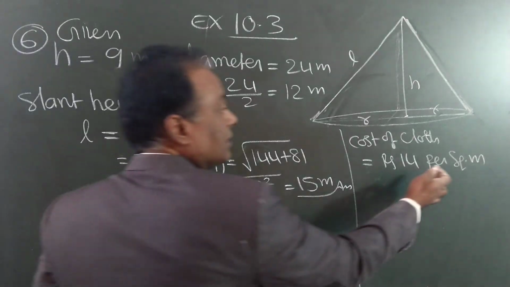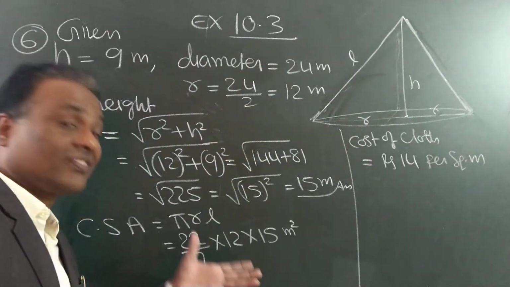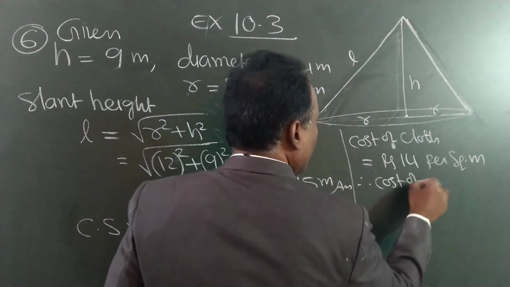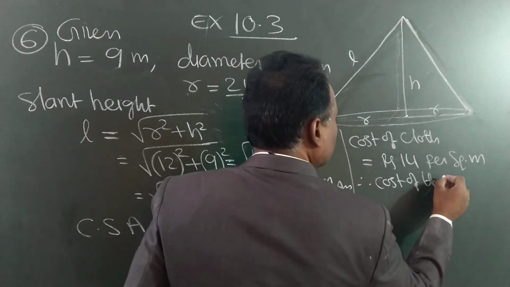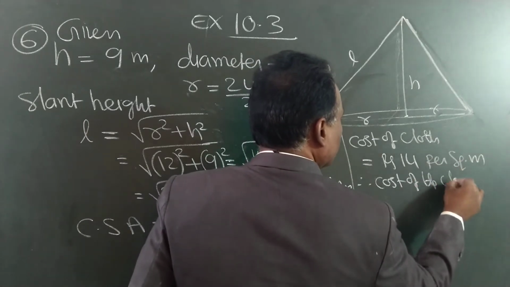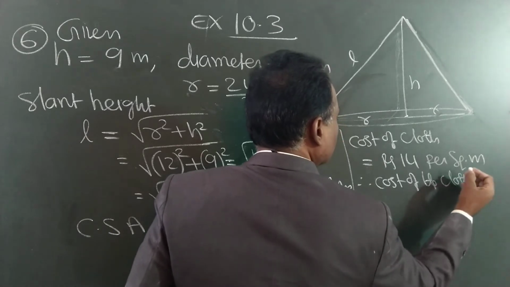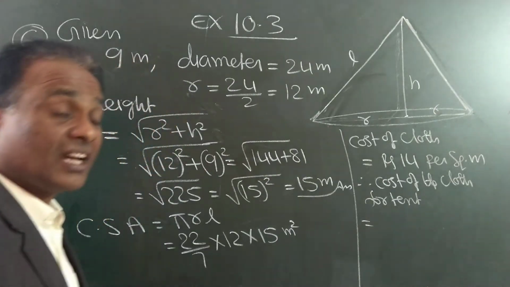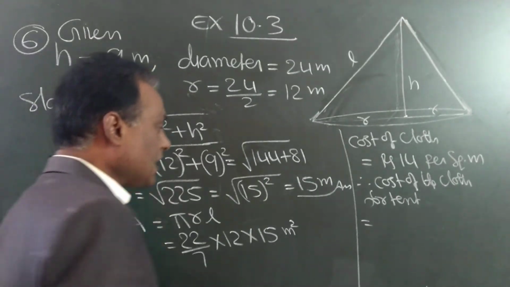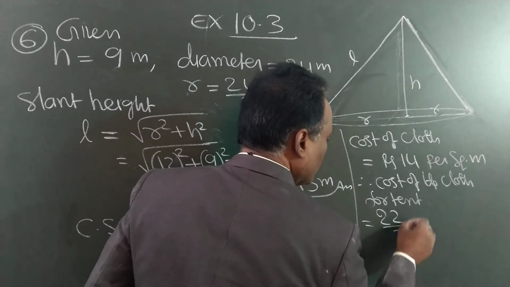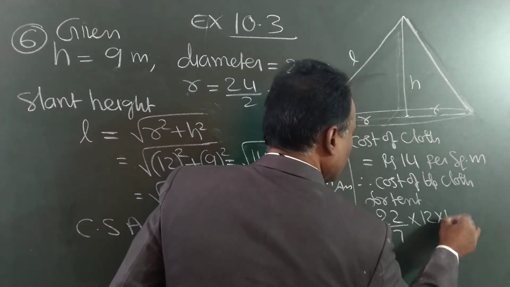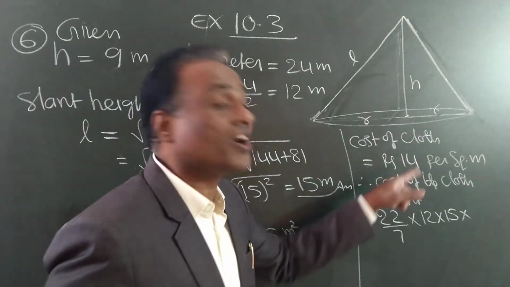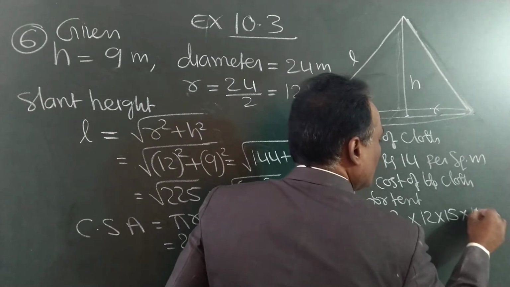So for 1 meter, 14 rupees. For these many meters, how much cost? So the cost of the cloth for the tent. To make the tent, how much total cost are we incurring? How much cloth do we require? 22 by 7 into 12 into 15. This much cloth we are purchasing. What is the rate? Rate is 14 rupees per meter, into 14.